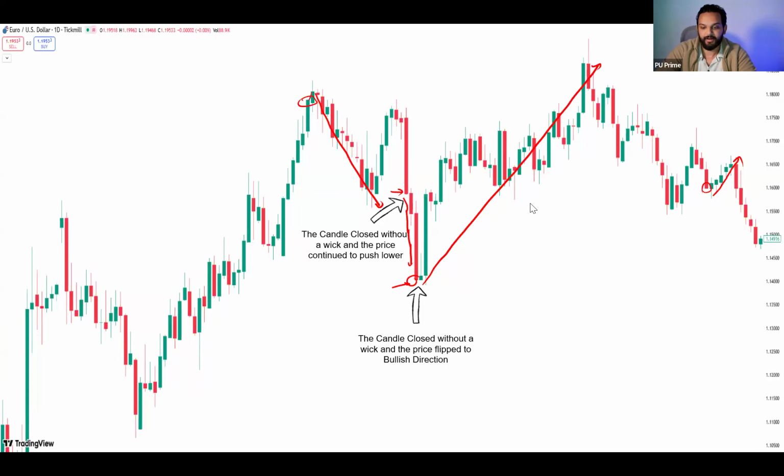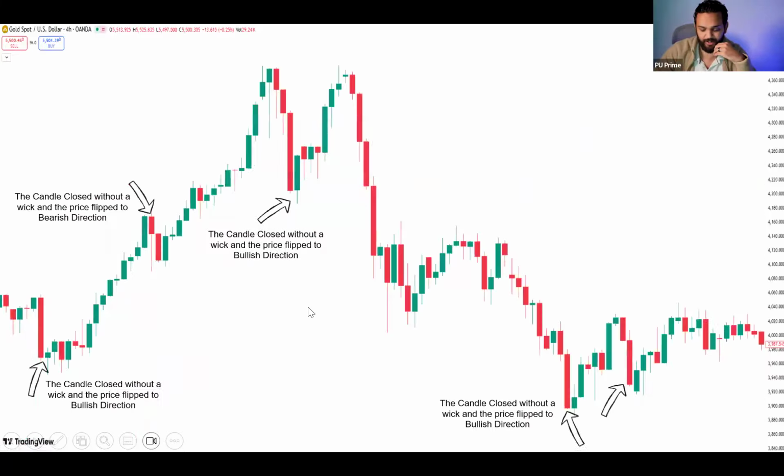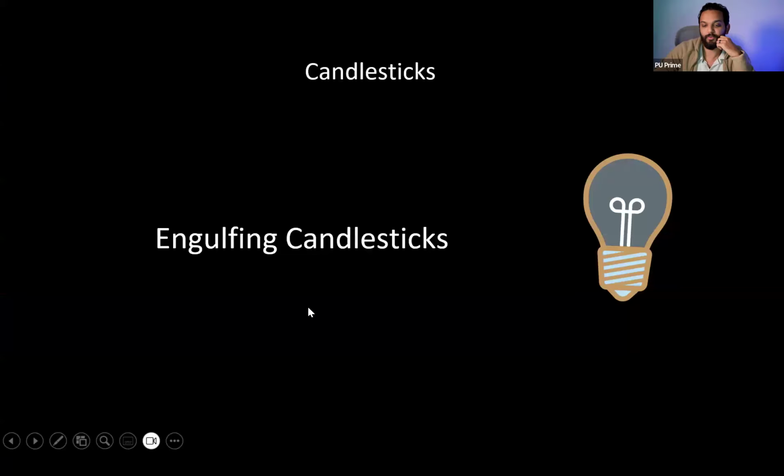Okay, guys, is that clear? So you can use it as a confirmation, 100%. Yes, we use it as a confirmation. So it's not actually a confirmation, but let me tell you one thing.